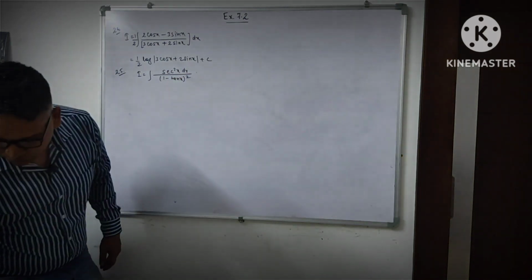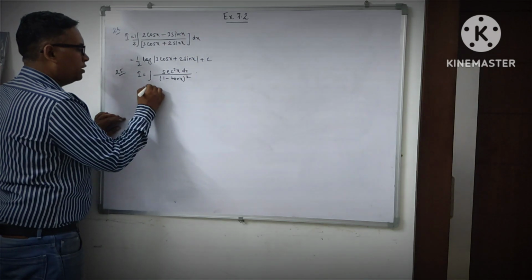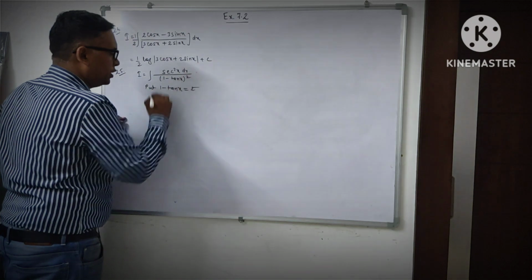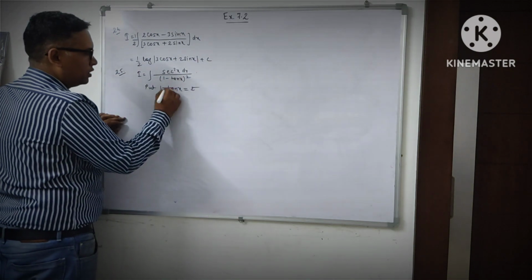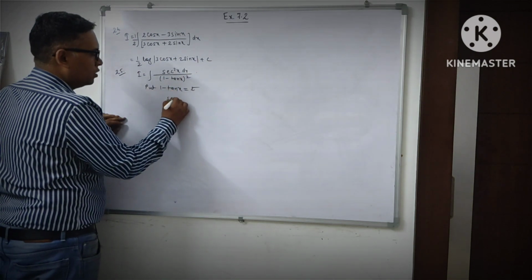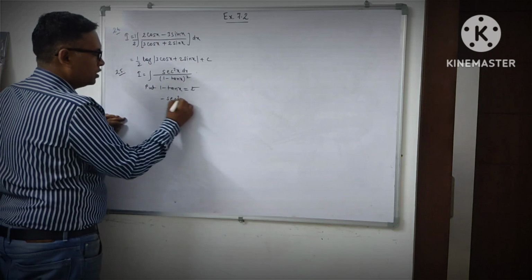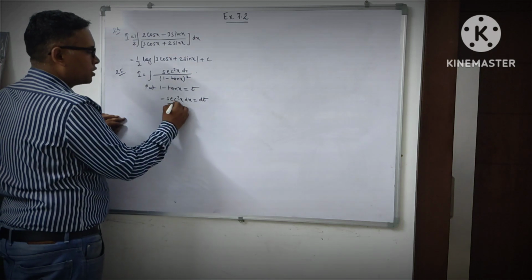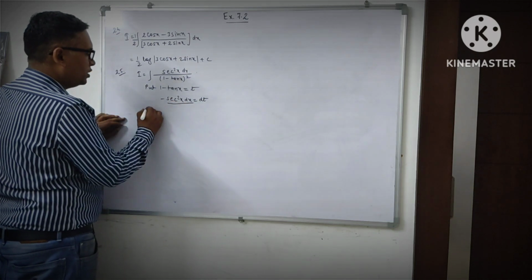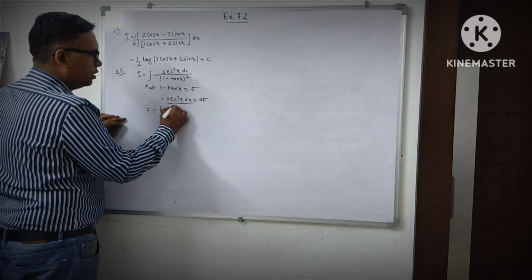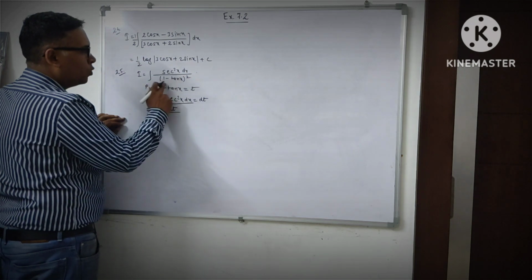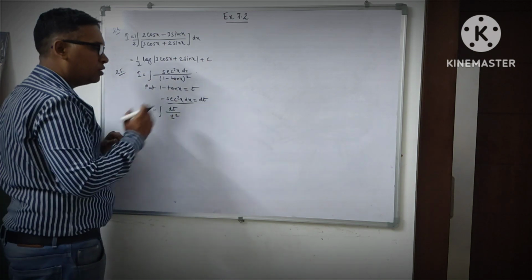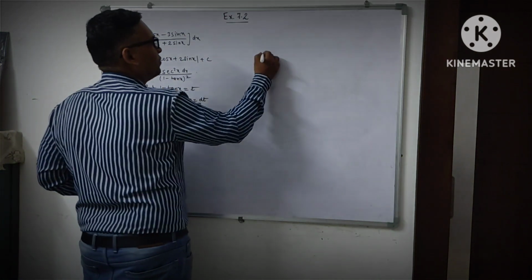Done, children? Now how to proceed? I will write, put 1 minus tan x is equal to t. Differentiation of tan x is sec square x, so sec square x with a minus sign, dx is equal to dt. So sec square x dx would be minus dt, children. So minus sign outside, this is dt. And the whole bracket we have assumed to be t, so t square, children.